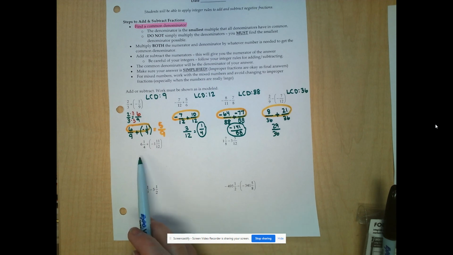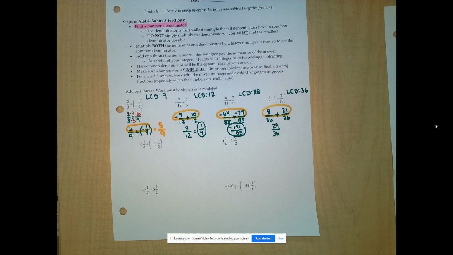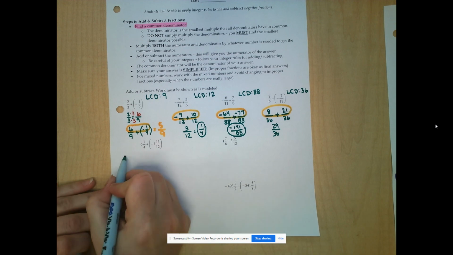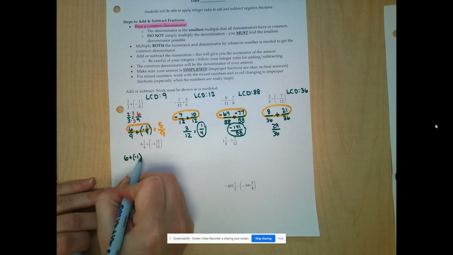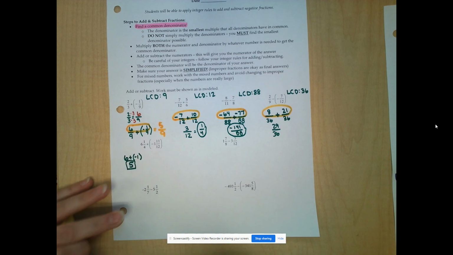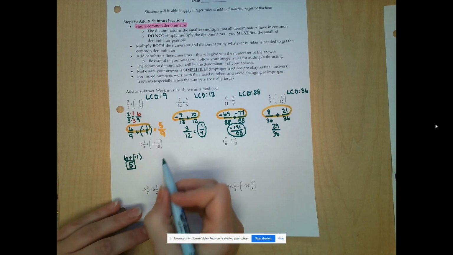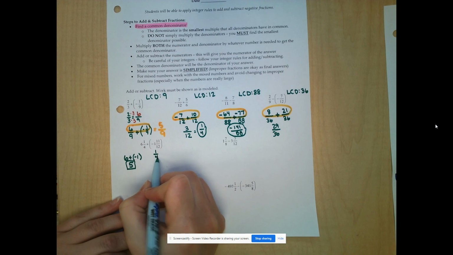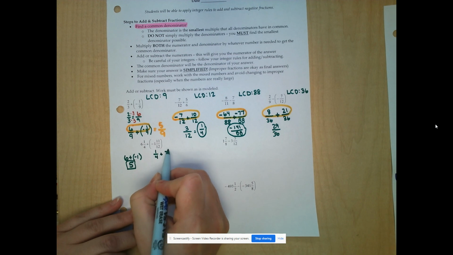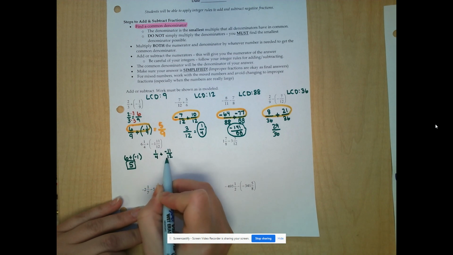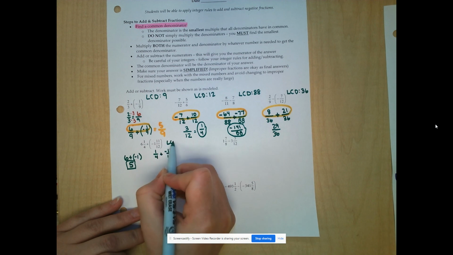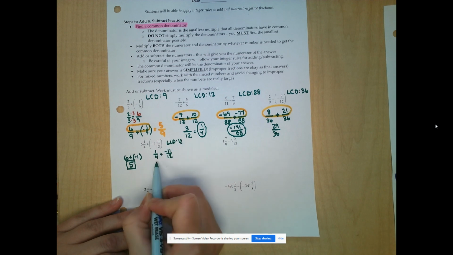Last but not least, we have the mixed numbers. So 6 and 1/4 plus -1 and 11/12. I have to start by saying, what do I get if I just combine the whole numbers? So what if I do 6 plus -1? That's 5. Just set that off to the side. Now I'm going to do the 1/4 plus the -11/12. And here's where I'm going to get the common denominator. The least common denominator for 4 and 12 is 12. So that 1/4, I'm going to do times 3 over times 3, and I'm going to get 3/12.